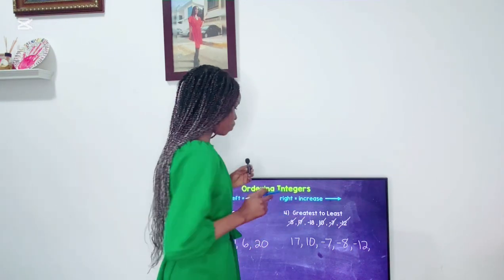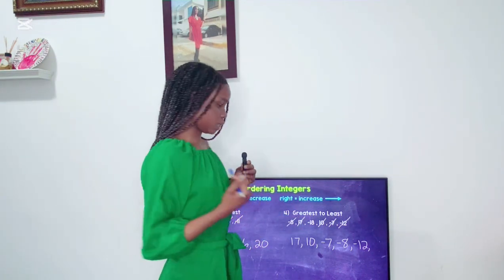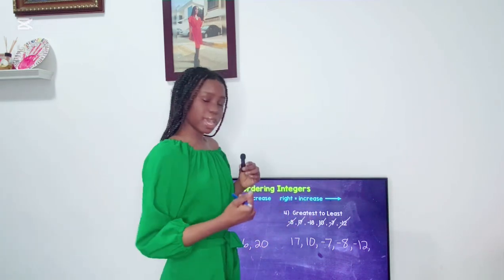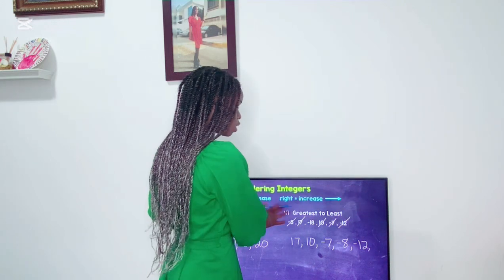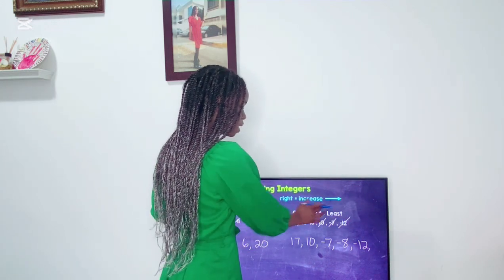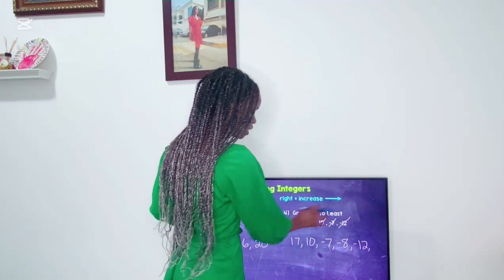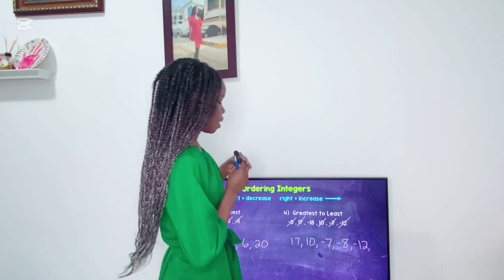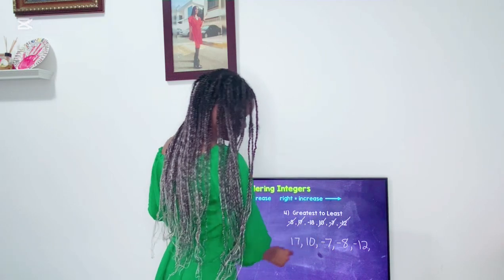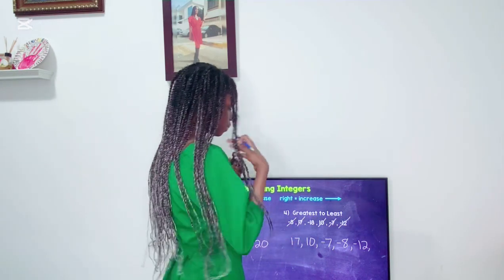Let's first ask ourselves that question. So 17 is a positive, right? Which other one is a positive? 10. 10 is a positive. And obviously 17 is further to the right. So we are increasing when we're going 17, 18, 19. So 17 is the greatest. Now we're going to 10 because it's still a positive.